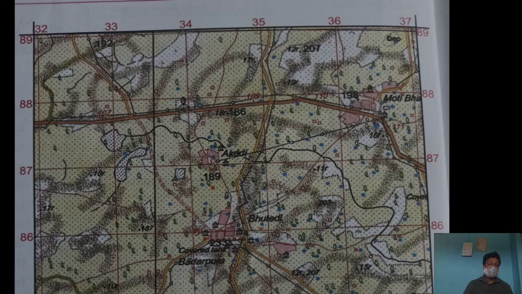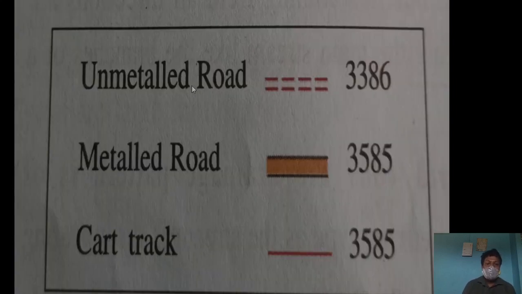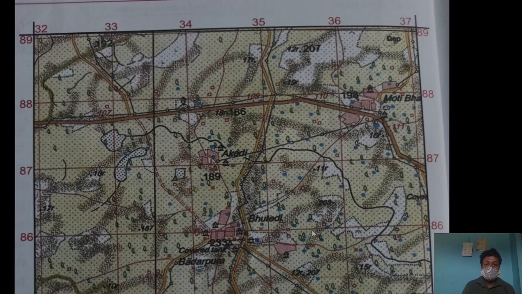Dear students, on the metal road, 3386, just see in this 3386, where it is. This is 33 and 86, this one. So look at this dotted line, two dotted lines heading towards the northwest part. So this is an unmetal road, which is also called a kacha road.